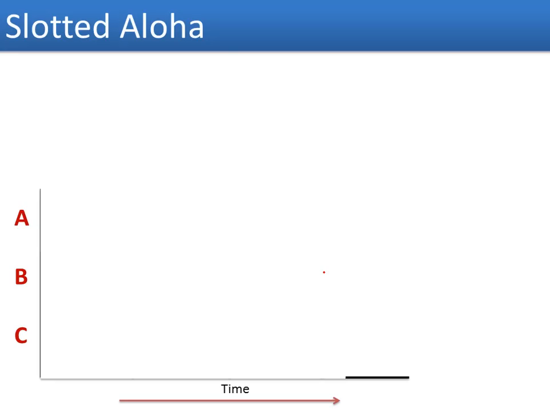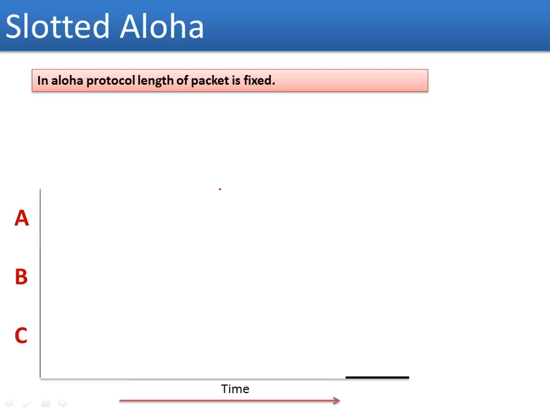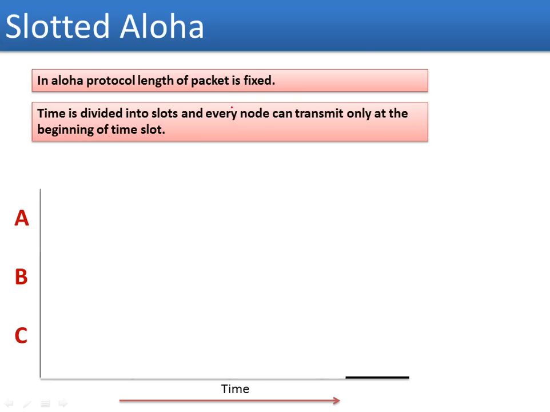Now let's see what is slotted Aloha. Slotted Aloha can be considered as an advancement on pure Aloha. In pure Aloha, a node can transmit data at any point of time, but in slotted Aloha, time is divided into particular slots, and every node can transmit only at the beginning of a slot. So here also we have fixed length packets, and we have time slots.